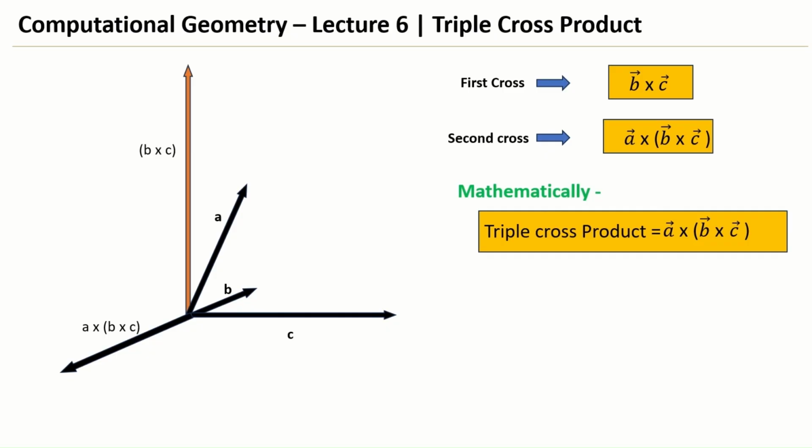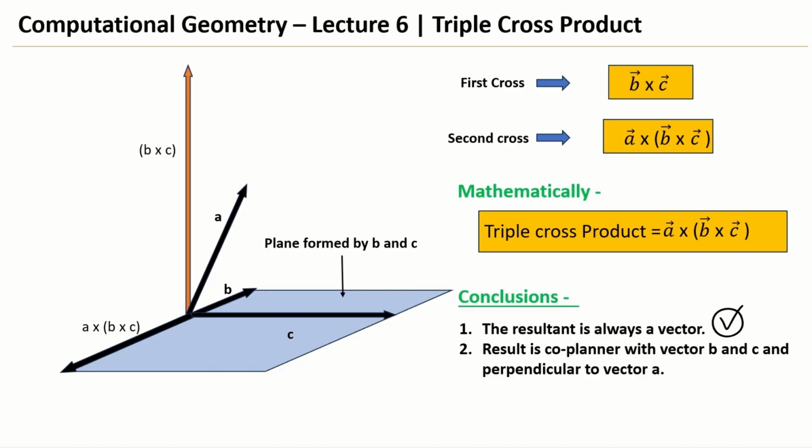Notice something important here. Even though B cross C is perpendicular to the plane of B and C, the final result A cross B cross C lies inside the plane formed by B and C. This means the triple cross product pulls the vector back into the B-C plane. Key conclusions are: the result of a triple cross product is always a vector, not a scalar. The result is coplanar with vectors B and C, and it is perpendicular to vector A.